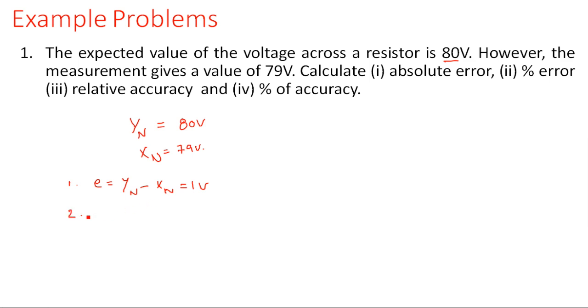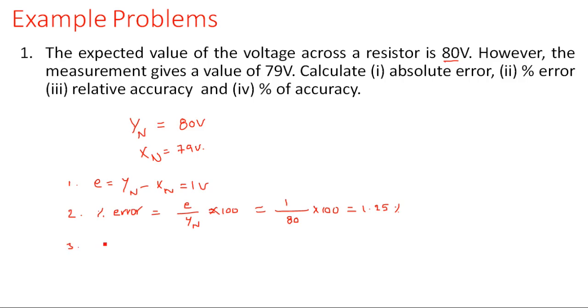In the second question, percentage error, how to calculate percentage error? Percentage error is equal to absolute error by expected value into 100, that is 1 by 80 into 100. So this value will come to 1.25%. If you simplify this, 1 by 80 into 100 gives this value.